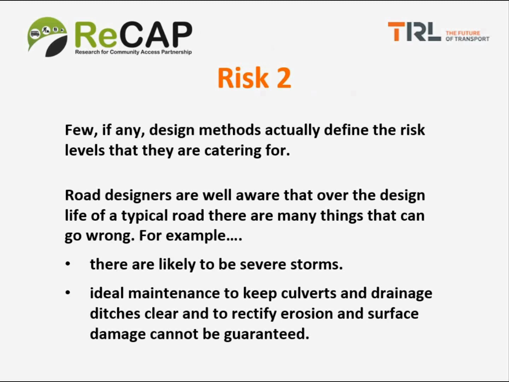Road designers are well aware that over the design life of a typical road, there are many things that can go wrong. For example, there are likely to be severe storms. Ideal maintenance to keep the culverts and drainage ditches clear and to rectify erosion and surface damage cannot be guaranteed. So the designer cannot predict the future. He has to take a risk. And, as I say, we'll come back to those risks when we go into the design methods in more detail.